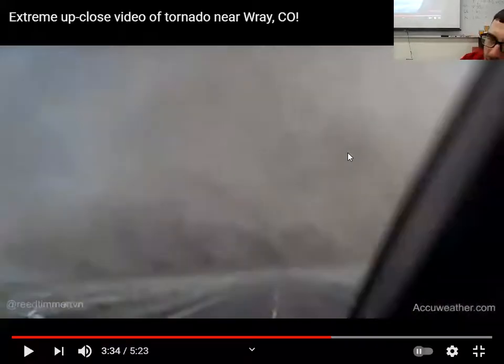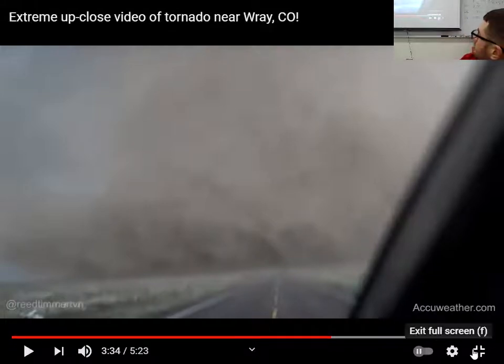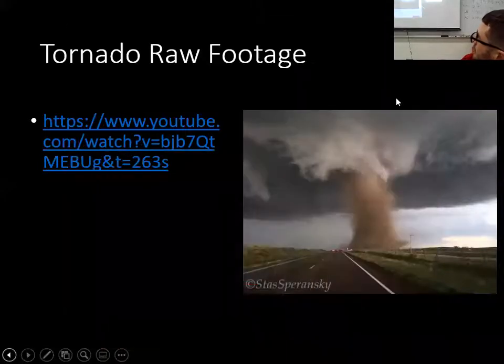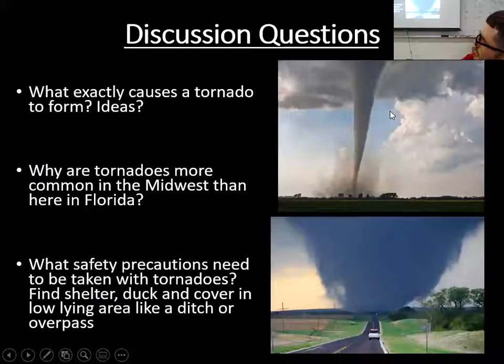So very, very dangerous. We got a massive whirling structure of wind that's going to basically act like a vacuum and destroy everything in its path, right? So just some discussion questions. No need to write these down.